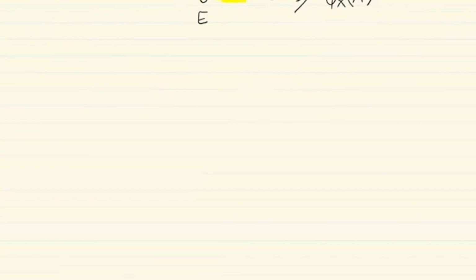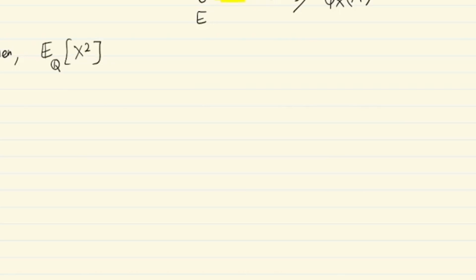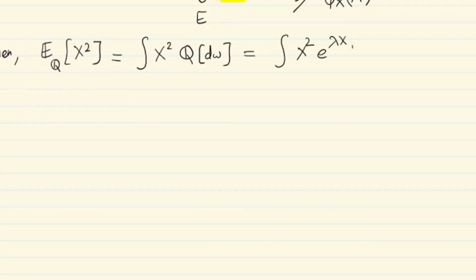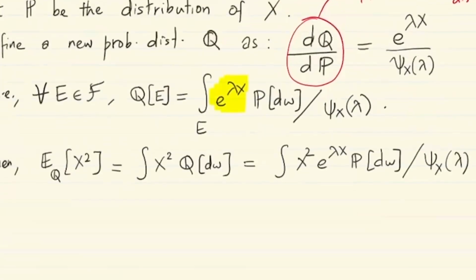So it's easy to see by a simple calculation that if you compute the expected value under this new distribution Q of the same random variable x square, by definition this is the integral over the entire sample space of x square Q d omega instead of P d omega. And this is equal to, by definition, the integral of x square e raised to lambda x P d omega, finally divided by c_X of lambda. Okay.